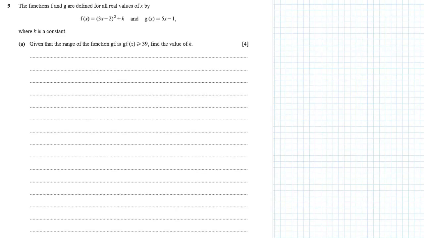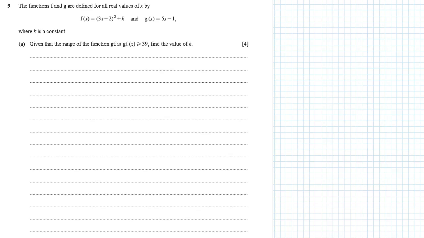Question 9, the functions. All right, so we're given two functions. There's an unknown constant k in one of them, and we're told that given the range of a combined function, g f x is greater than or equal to 39, what's the value of k? If you're stuck, you may as well put function f into g and see what happens.